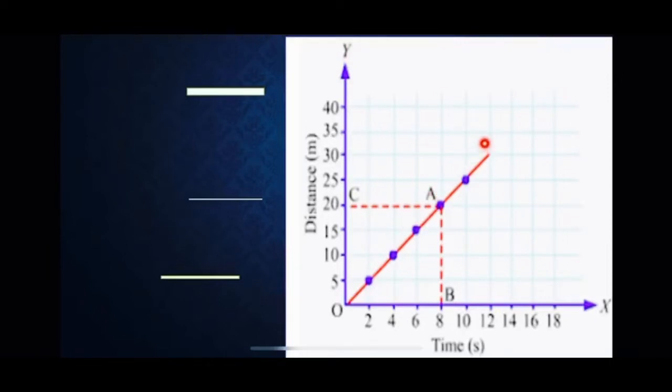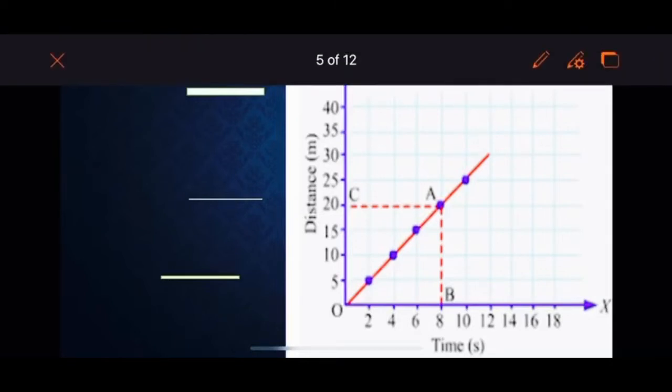Now, what is the speed of the object from this graph? Now we are marking a point A here. This is point A. Then we draw a line parallel to the x-axis, that is AC, and a line parallel to the y-axis, that is AB.